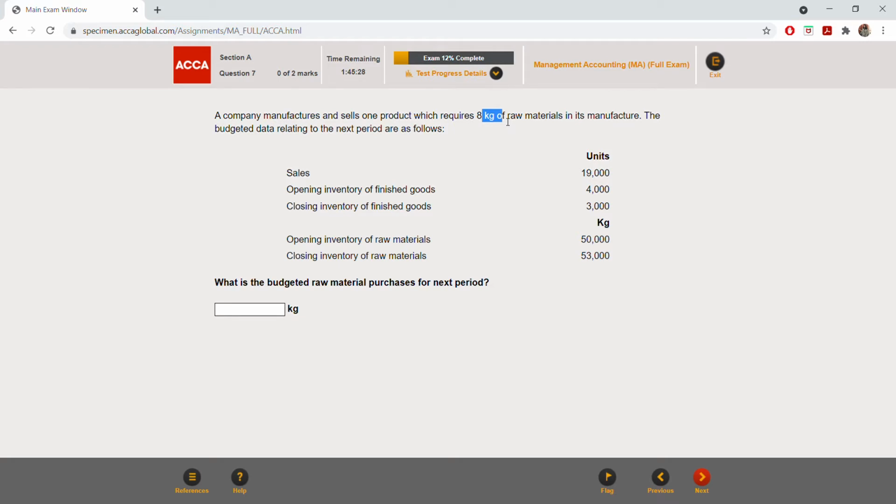Okay. That is, you are taking the raw materials in kg. So 144 plus the closing, which is 53,000, minus the opening, which is 50,000, and finally you are getting 147,000. Okay, this is correct.